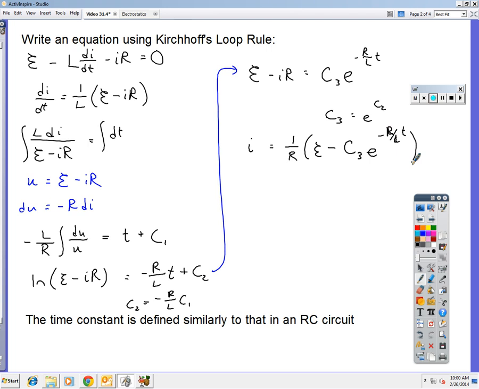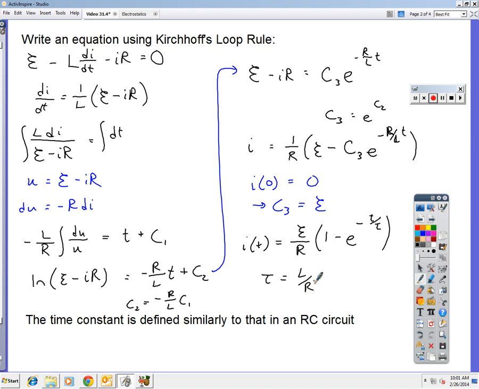Next thing we have to do is we don't want that C3 there, we have to apply the initial conditions. And the initial condition is that I of 0 equals 0. So we'll set both t and I equal to 0. The result of this is that C3 happens to equal the EMF, and our solution, which is the current as a function of time, is equal to EMF divided by resistance times 1 minus e to the negative t over tau, where tau is called the time constant, and it equals L over R.